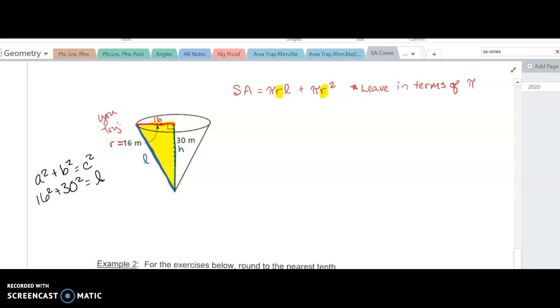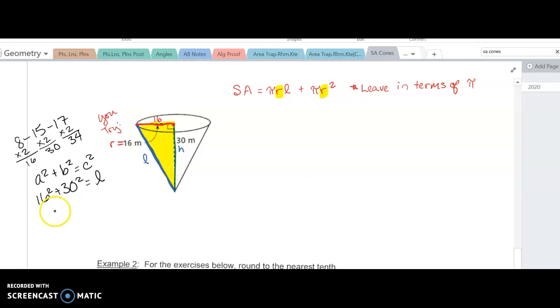You might have noticed that 16 and 30 are a multiple of 2 times one of our favorite triples. It's an 8, 15, 17. So if 8 times 2 is 16 and 15 times 2 is 30, it should be, when we work out the Pythagorean theorem, that the hypotenuse comes out to be 34. But let's just go ahead and see what it comes out to be.